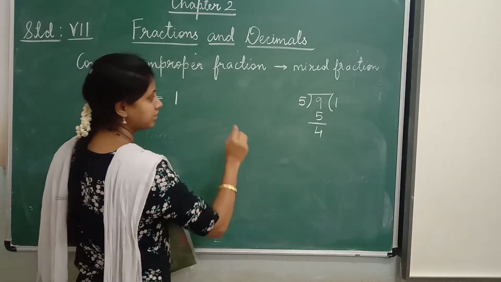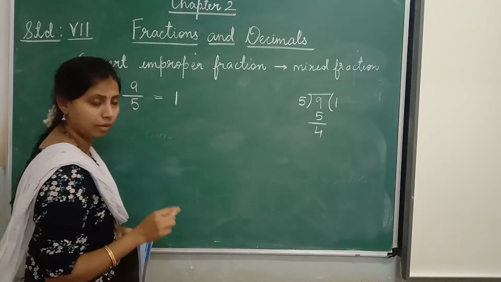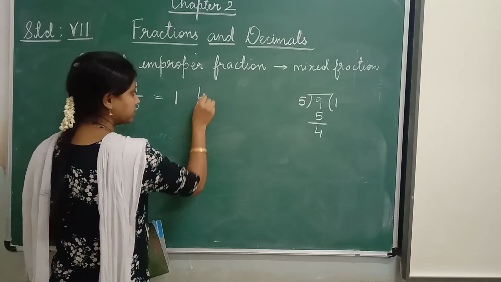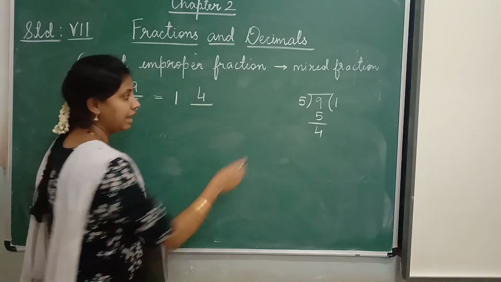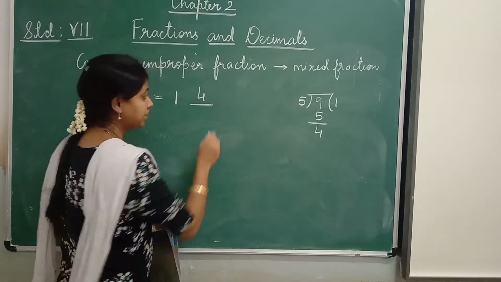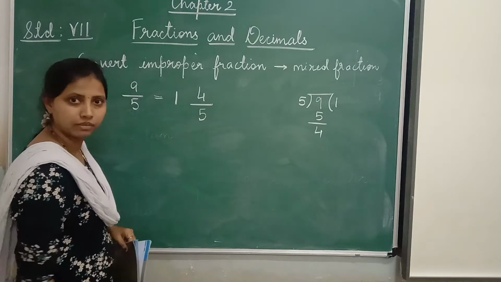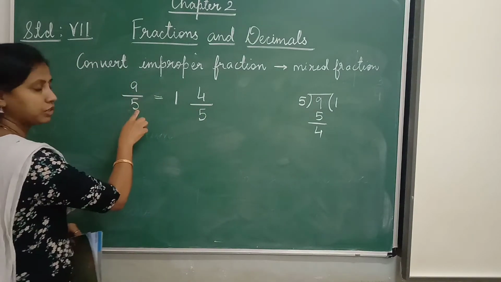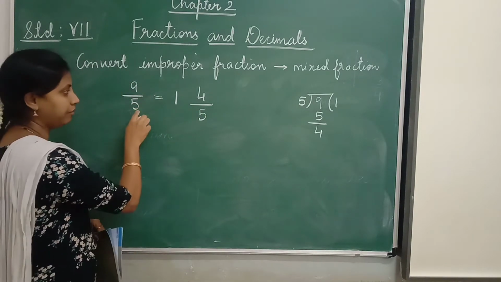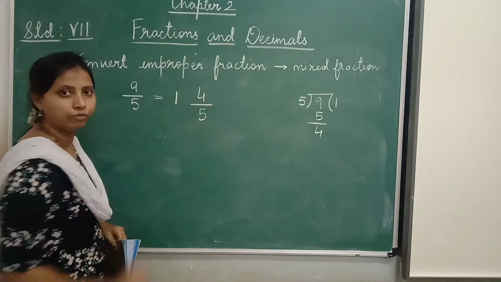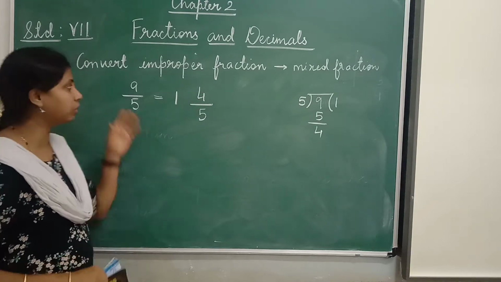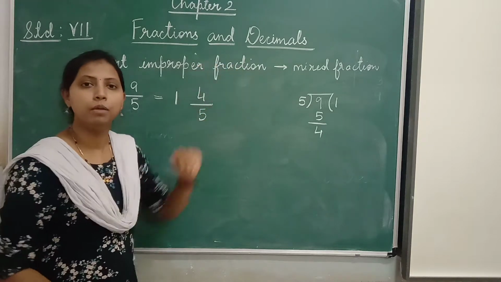Now whatever is the remainder, that is 4. So 4 becomes the numerator and the divisor becomes the denominator. Okay children, so the mixed fraction form of 9 by 5 is one integer 4 by 5. This is the way you convert an improper fraction into a mixed fraction.